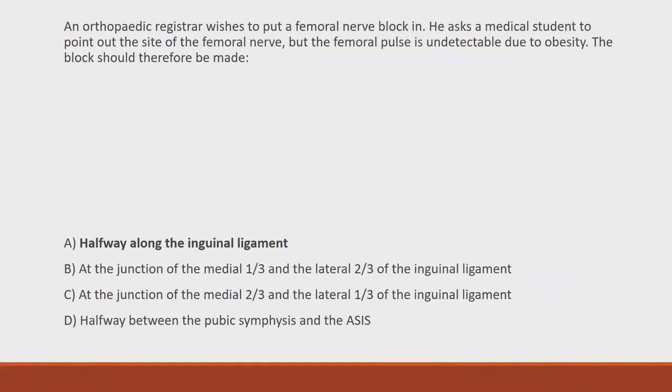And you can kind of figure this out because the attachment of the inguinal ligament to your pubic tubercle is more lateral than the pubic symphysis, right? So halfway along the inguinal ligament is going to be more lateral than halfway between the pubic symphysis and the ASIS. So that's where your femoral nerve block is going to go because that's where your femoral nerve is. If you wanted to get access to the femoral artery, you go halfway between the pubic symphysis and the ASIS.